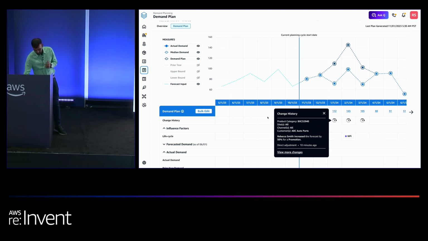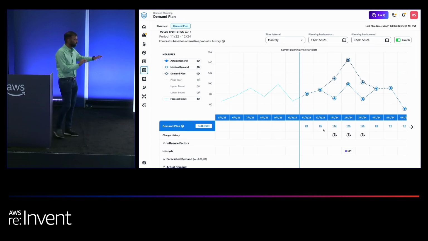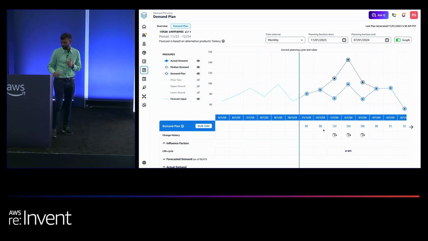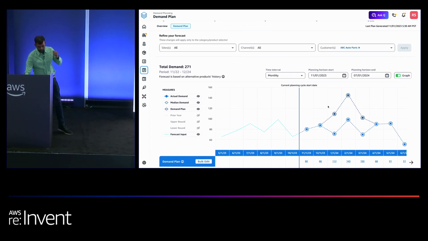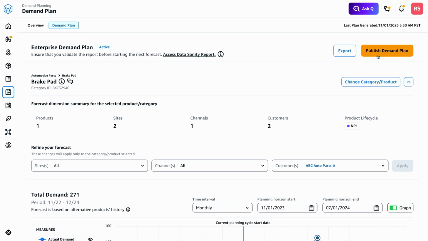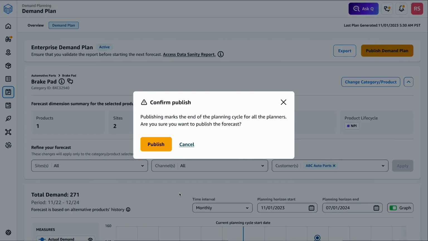Now let's assume that this is the part where the forecast plan is all set and I'm ready to push it to a downstream system for execution. So if you notice at the beginning, I set the publish schedule to be manual. So I'm going to click on the publish button. What this does is it asks for a confirmation to say if all the changes that need to be made on this plan are final and I'm ready to push it to a downstream system, which in this case I am.